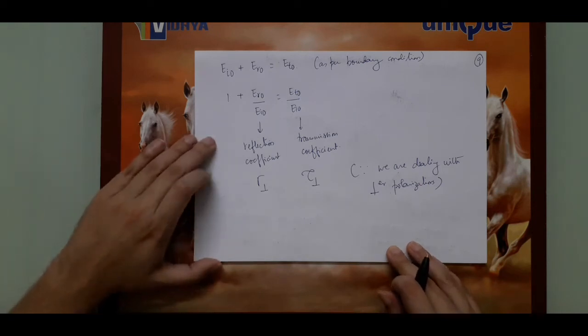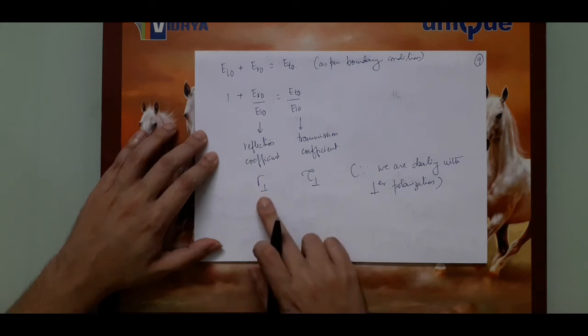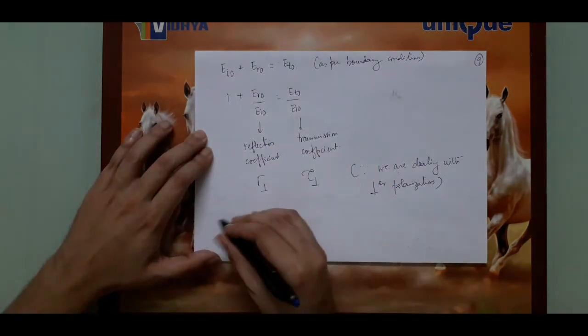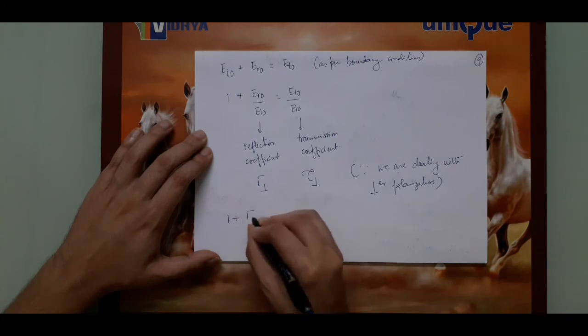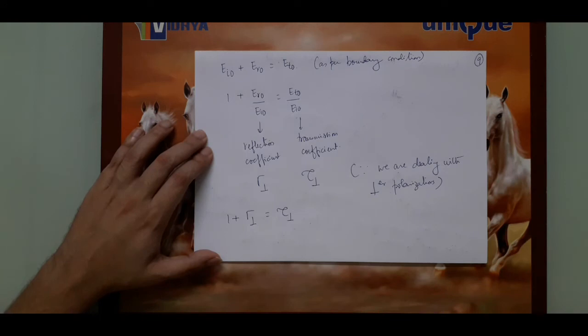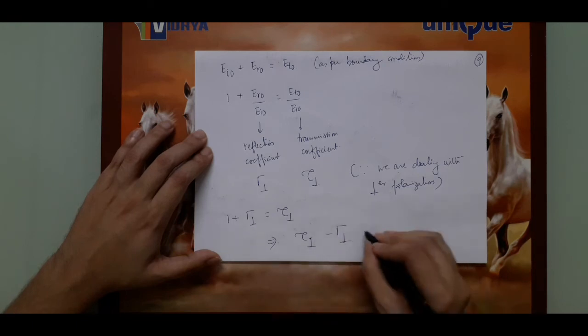We have established the relationship between the reflection coefficient and the transmission coefficient using the electric field. So if we rewrite this equation, it will be 1 plus gamma equals tau. Or if we rewrite, this will be tau minus gamma equals 1.